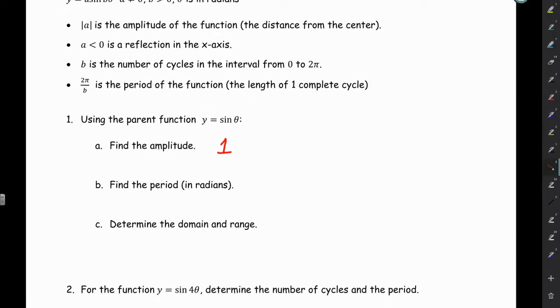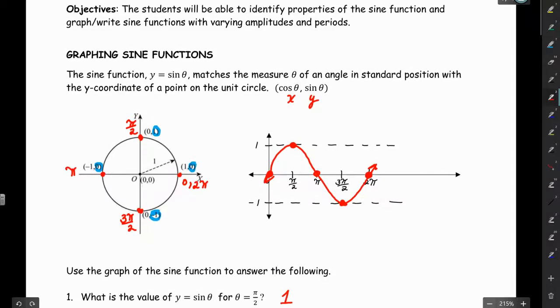Find the period in radians. The period is 2 pi over b. B is the value that's in front of theta. Here, the value that's in front is 1. So our period is 2 pi over 1, which is just 2 pi. So where does our cycle begin to repeat? Let's go back and look at this graph. It begins to repeat right at 2 pi. The period, one complete cycle, happens from 0 to 2 pi, and then we start to repeat after 2 pi.